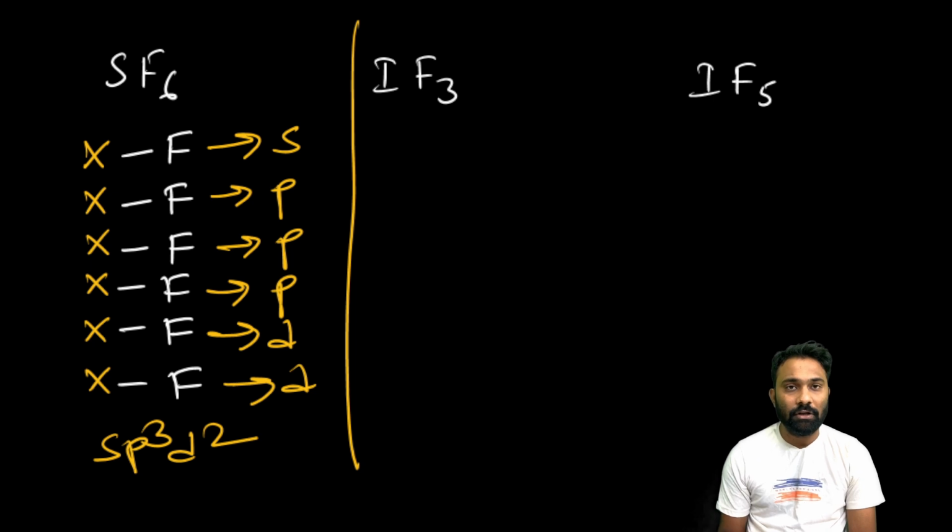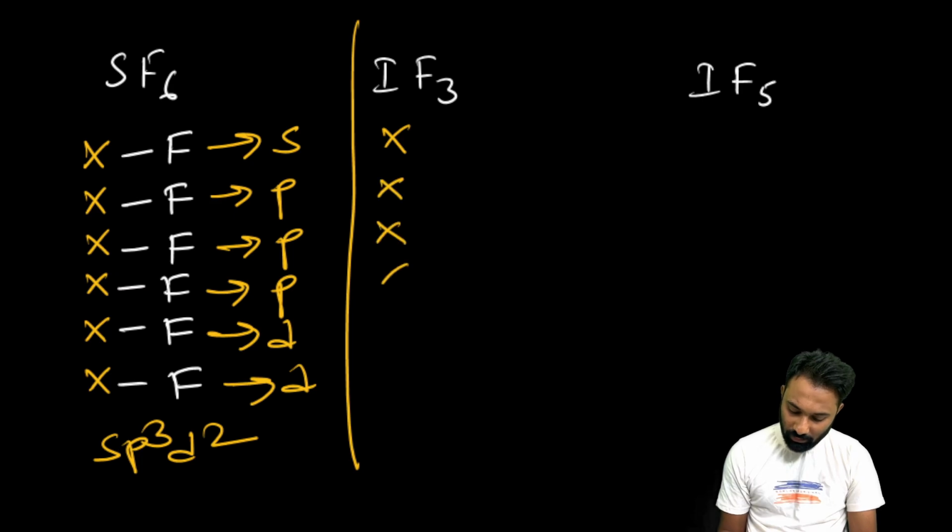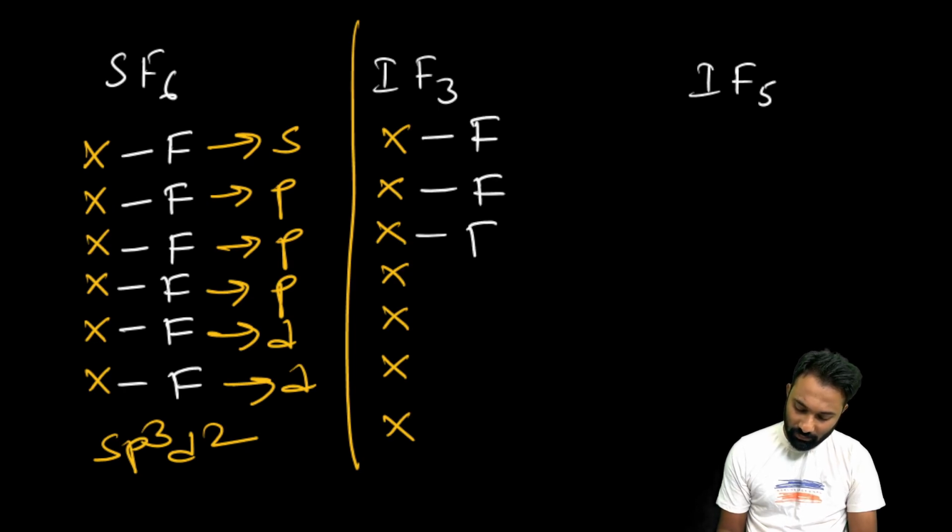Now comes to the IF3. Now iodine comes under the fluorine family. Now iodine valence electrons are 7: 1, 2, 3, 4, 5, 6, 7. Now each fluorine will form a single bond. Now 1 fluorine and 1 fluorine. Done. Now this is S, now this is P, now this is P.